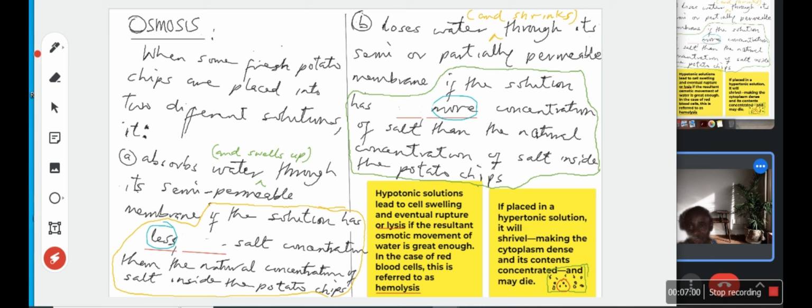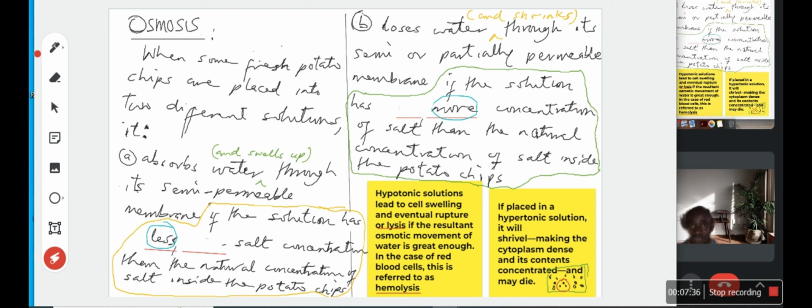maybe in a beaker. If the salt inside the potato is less than the salt inside the... Wait, is this the osmosis practical? Yes. I think you must have done something like this. I remember it in school, but if they gave me a question, I wouldn't know how to answer it. That's why I'm explaining it, because you will need this understanding to answer questions on osmosis.